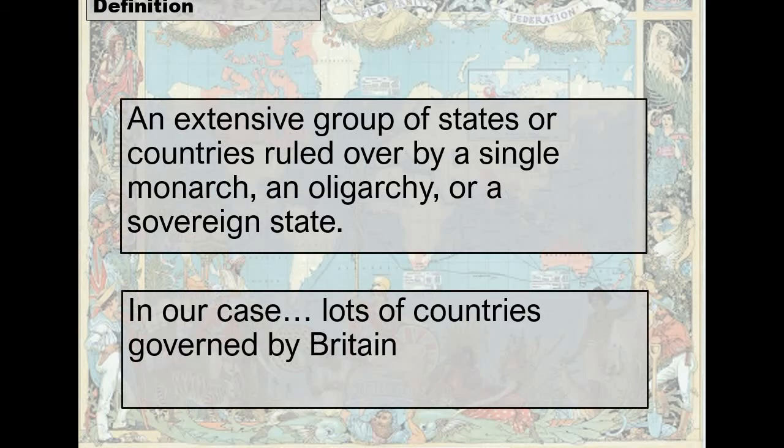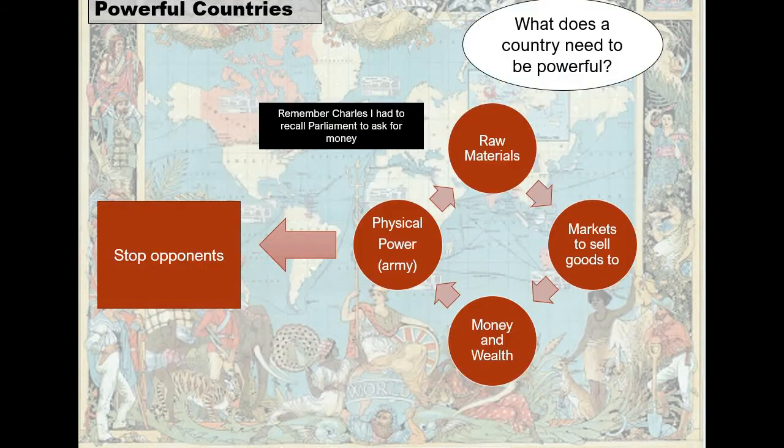An empire is an extensive group of states or countries ruled over by a single monarch, an oligarchy or a sovereign state. So in our case, it's lots of countries governed by Britain, the British, and most famously Queen Victoria. To have an empire, a country needs to be powerful. When it's powerful, it can develop its power and extend its power in a sort of cycle.